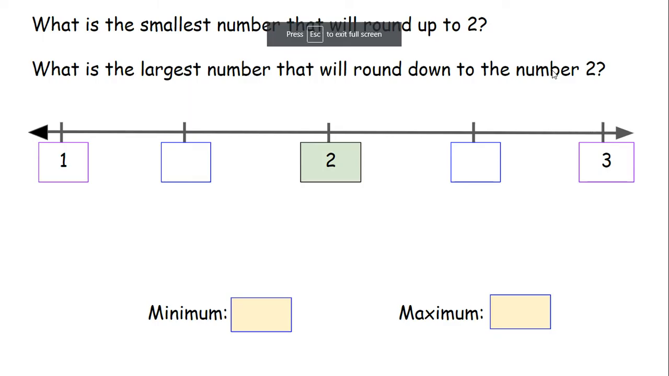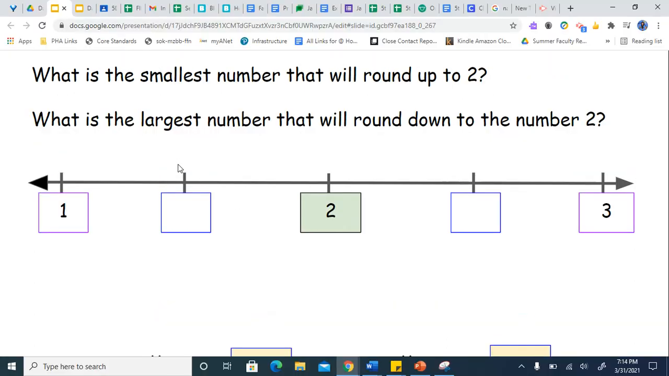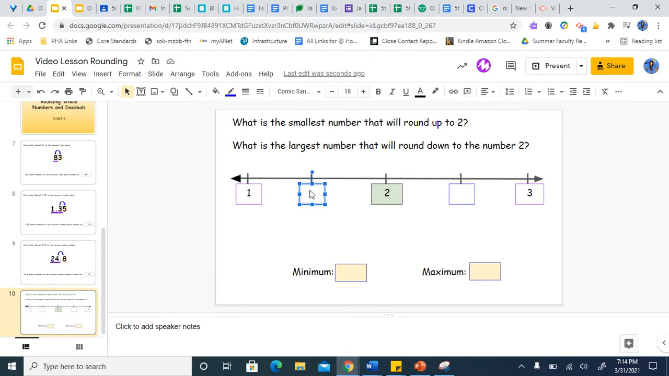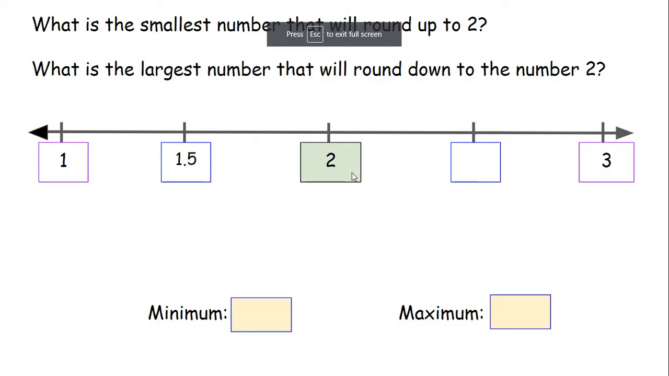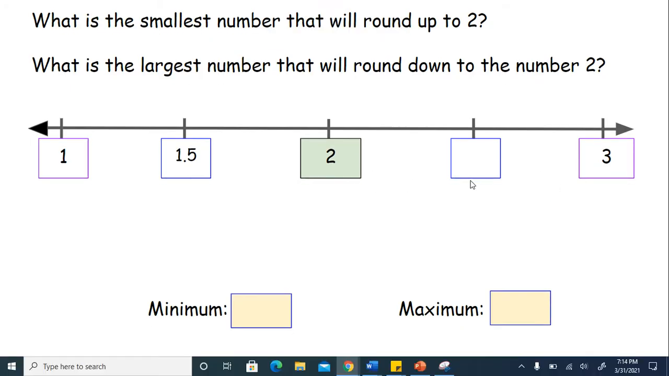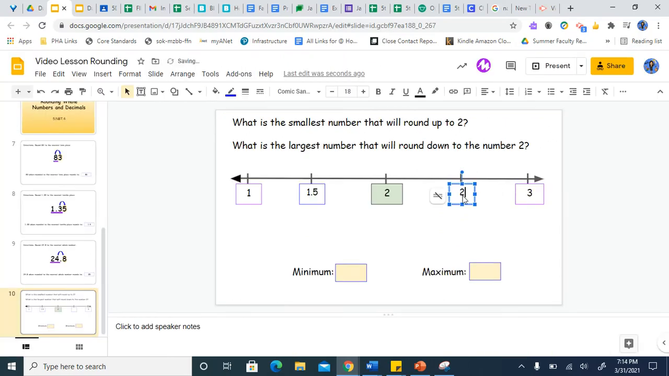Now that we know the start and end of our number line, let's find the midpoint. The midpoint between 1 and 2 would be 1 and 5/10. The midpoint between 2 and 3 would be 2 and 5/10.